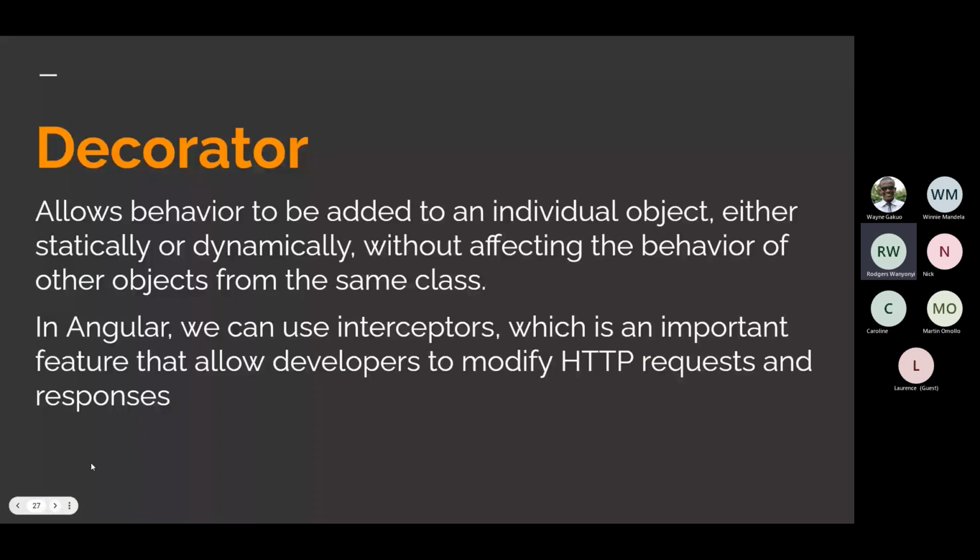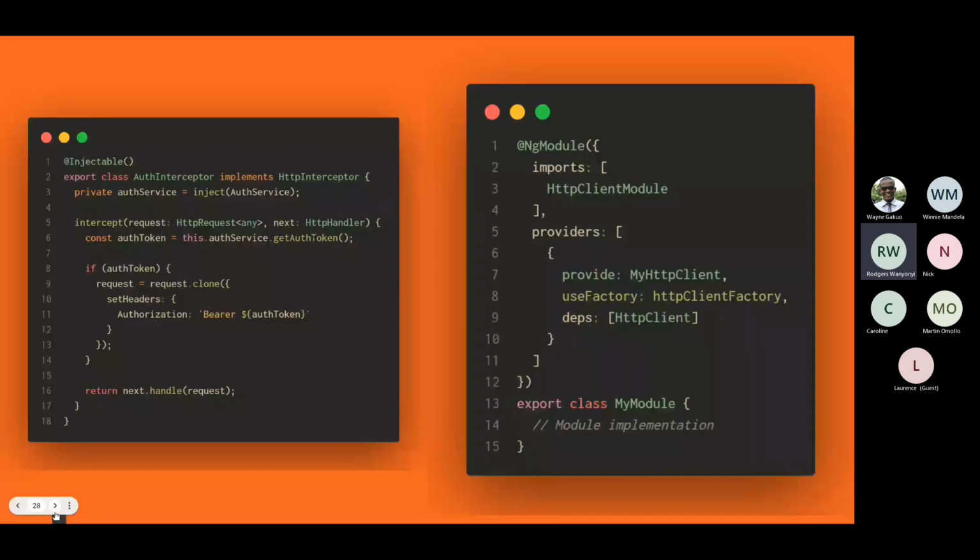Another example of a structural pattern is the decorator, whereby you're able to add some functionality to an object without modifying its initial behavior. An example in Angular is interceptors. I can just show you an example of an interceptor. On the left, we have an AuthInterceptor that implements HttpInterceptor. What it basically does is check if there's a user session already existing in the application. In that case, if there's a token that indicates that there's a user session, it will add that token to the authorization header for every request that requires authorization.